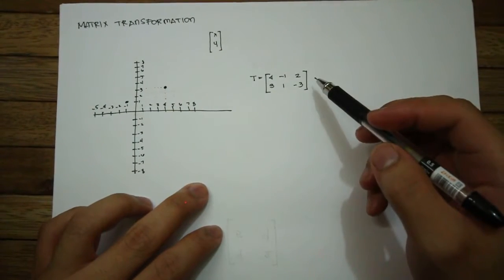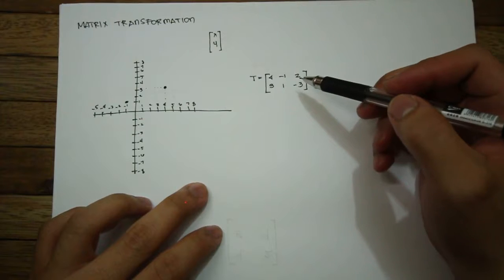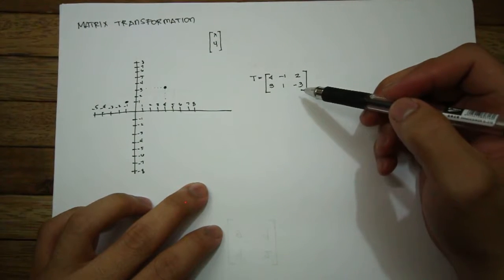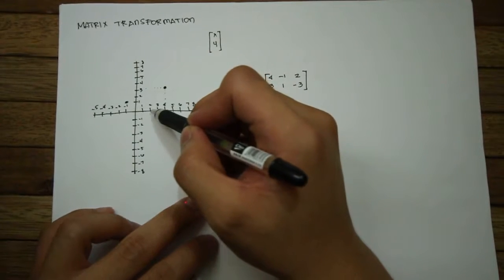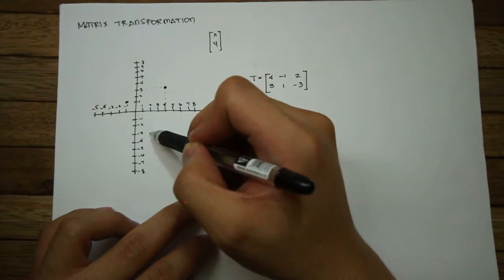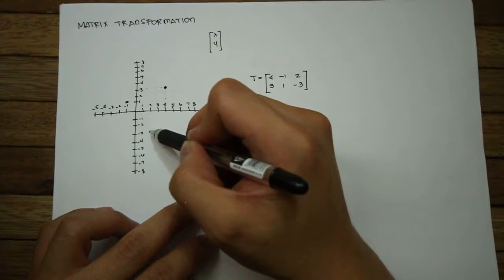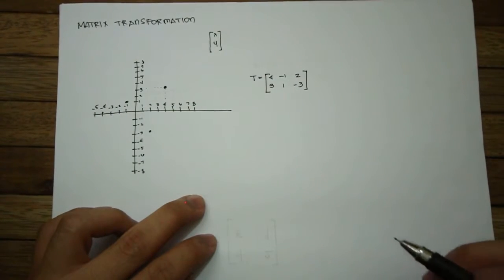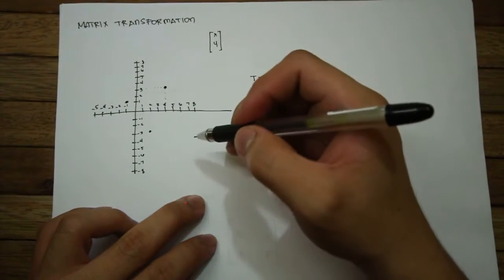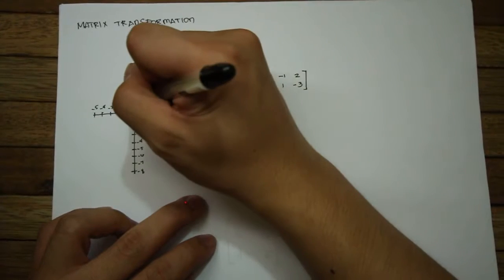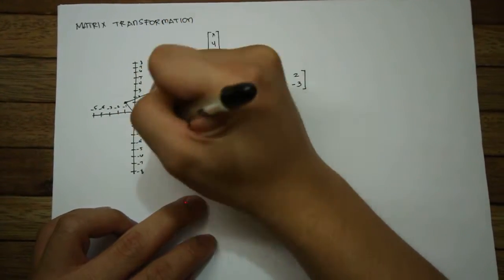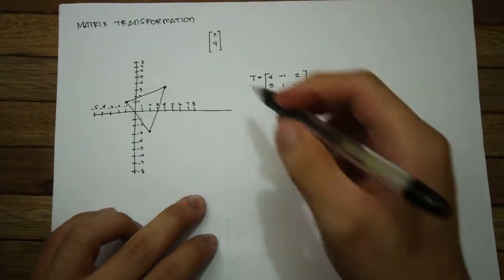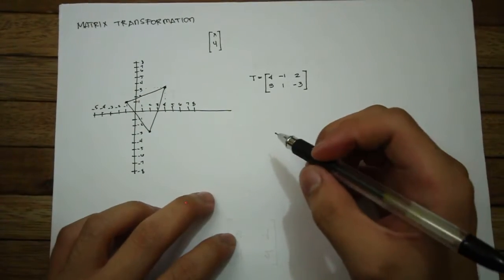Alright, and our last point is 2 and -3. So this is positive 2, and right over here is -3. That's our last point right there. So as usual, we connect the dots. Our result will be a slightly tilted triangle.